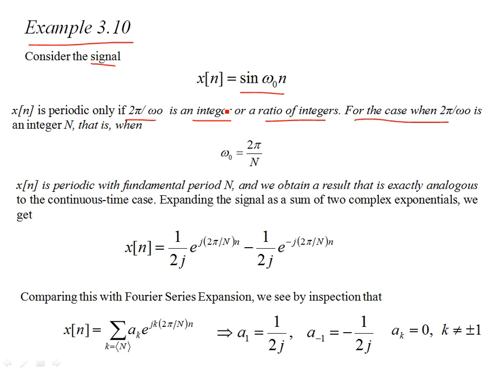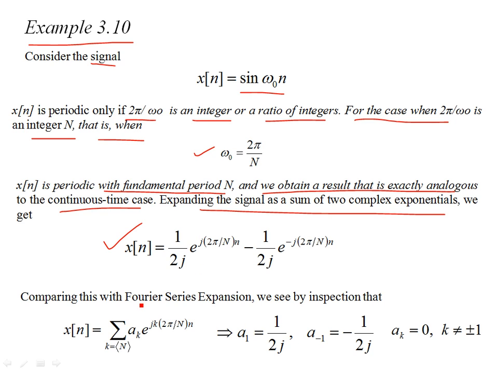For the case when 2π/ω₀ is an integer N, that is when ω₀ is given as such, that's the fundamental frequency, and x[n] is periodic with fundamental period N. We obtain a result that is exactly analogous to the continuous time case. If you expand the signal in terms of two complex exponentials, this is the expansion. If you compare this with the Fourier series expansion, this term is for k equal to 1, and this term is for k equal to minus 1. So only two harmonics are there. Basically, it's one harmonic, k is plus minus 1.